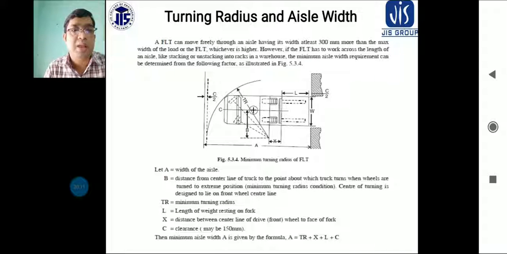Then the minimum aisle width A is given by the formula A equals TR plus X plus L plus C. This will be considered according to the formula of A. That is, you have to consider the turning radius with the aisle width.